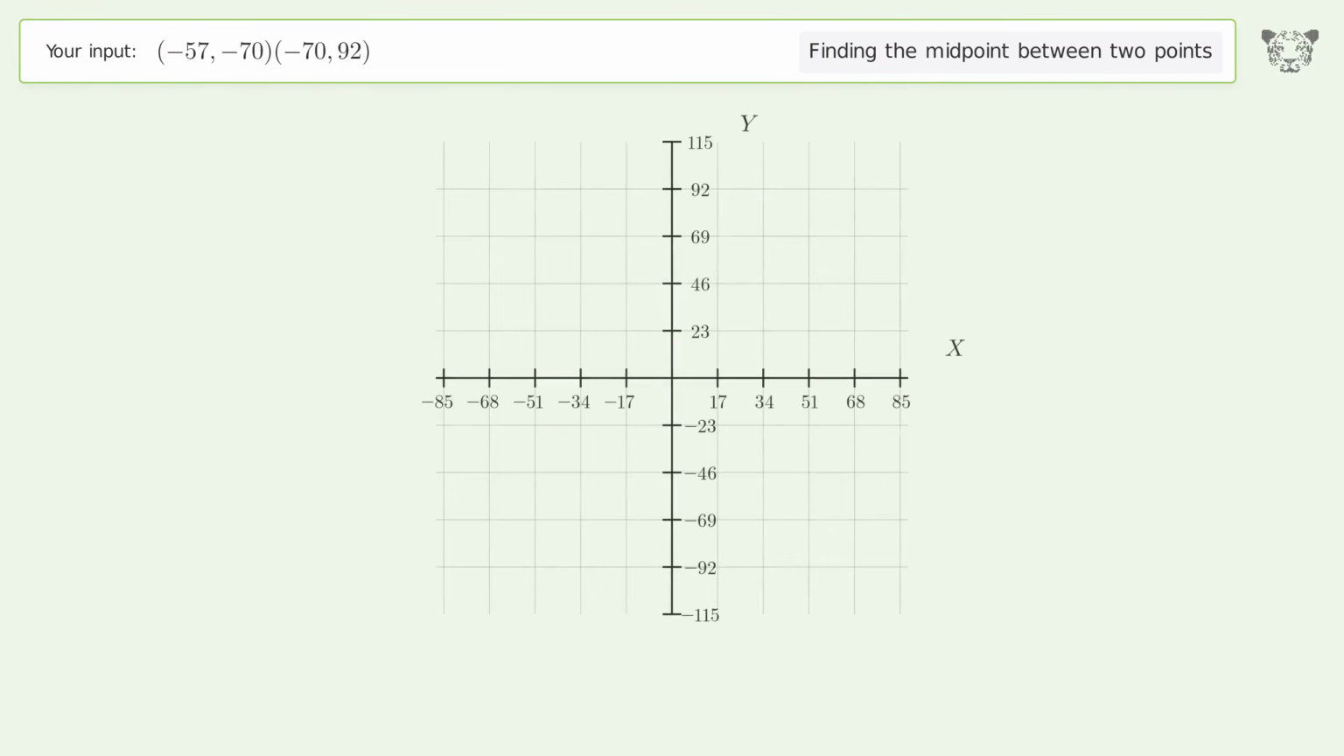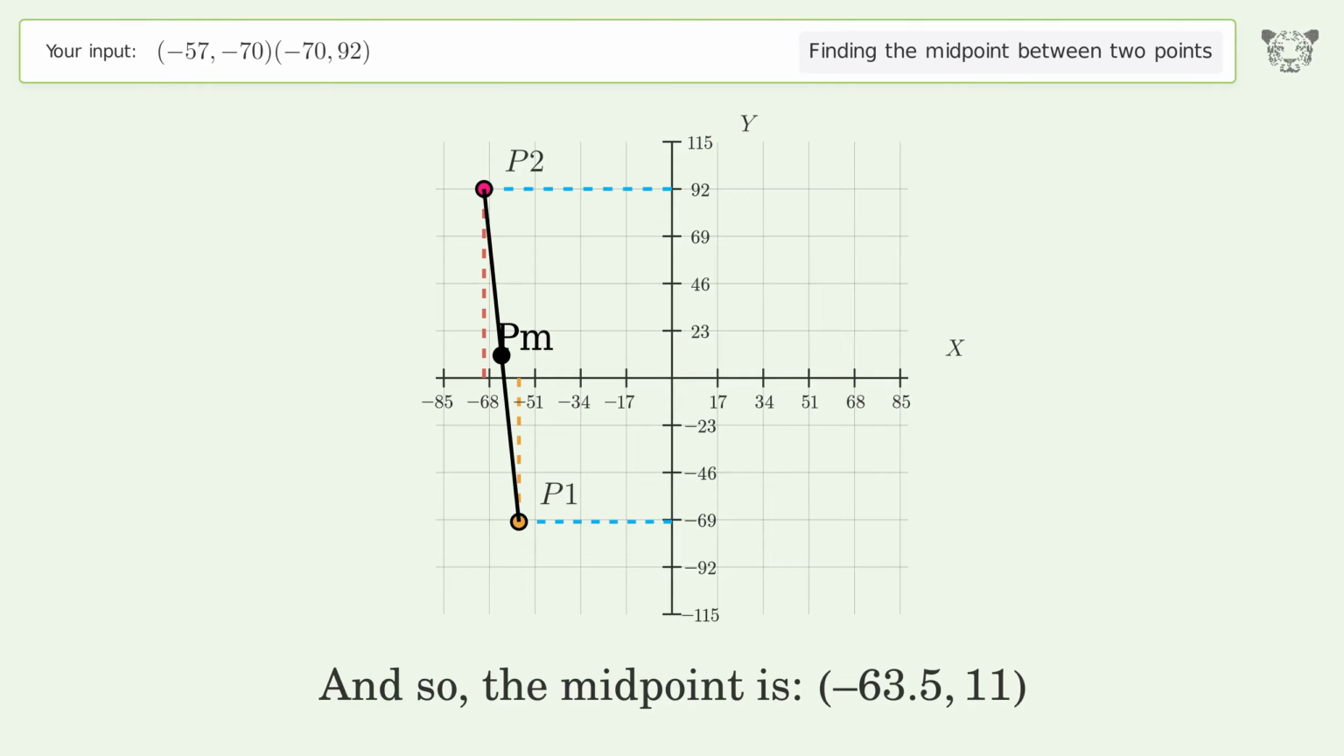And so, the midpoint is negative 63.5, 11.